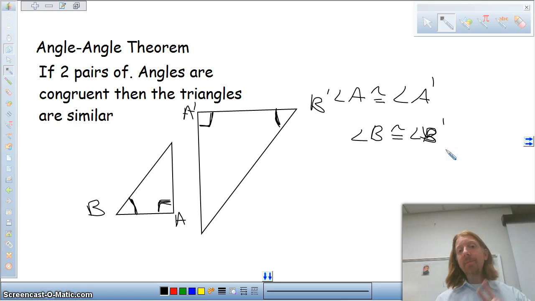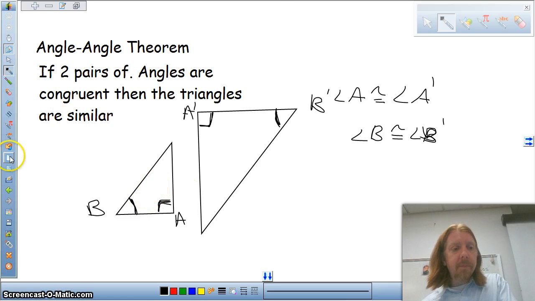I just need those two pairs of angles to be congruent, which makes some sense, because if two of the pairs of angles are congruent, the third has to be by the triangle sum theorem. Once I've got that, all my angles are congruent, and that sets up everything that follows with similarity.